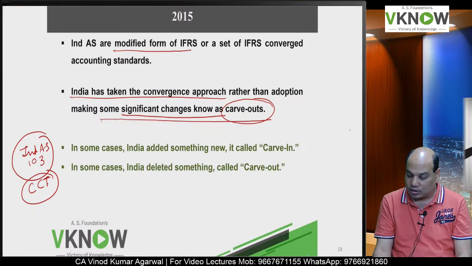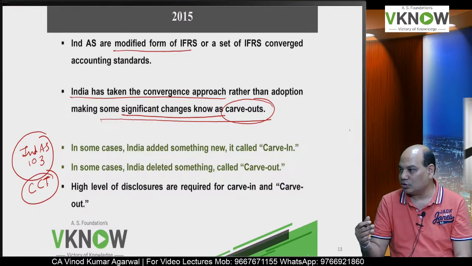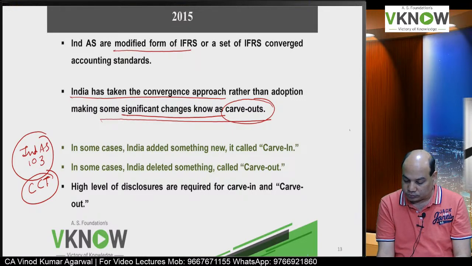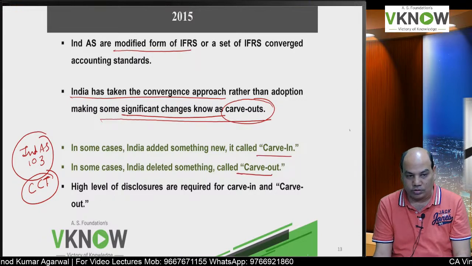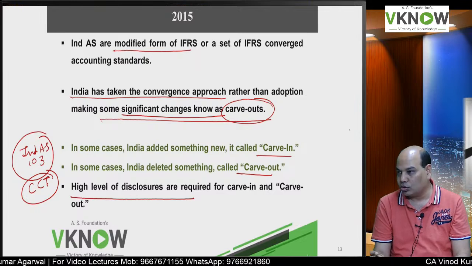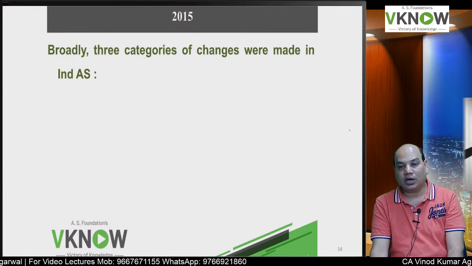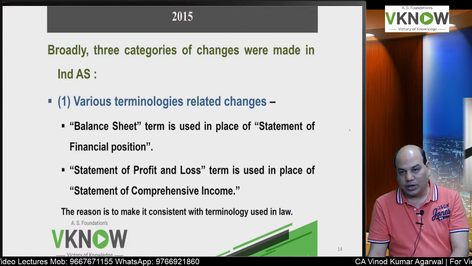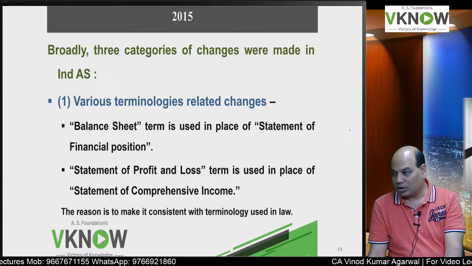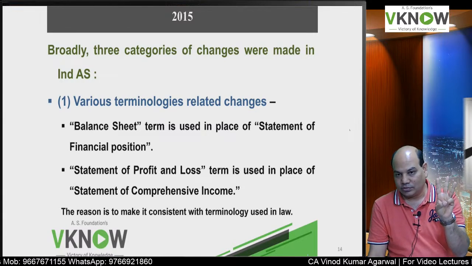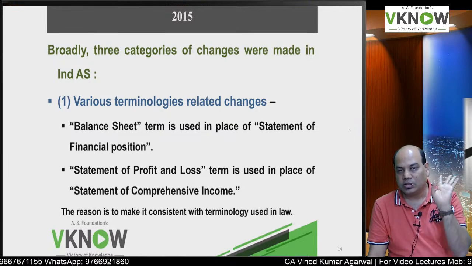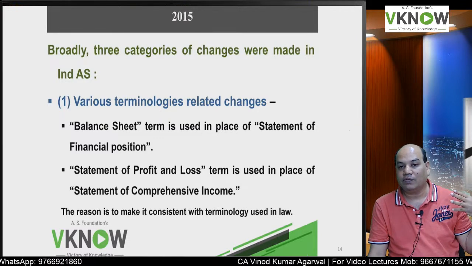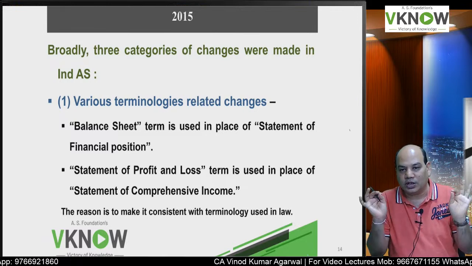Something new was added, and there are a few omissions also, something we have not considered in our standard. They are called carve out. Okay. If there is carve in or carve out, then you have to give more disclosures. More disclosures will be required for carve out, carve in items. So these differences or the modifications that we have made, we will divide into three categories. That is, the difference between Ind AS and IFRS will be broadly divided into three categories.